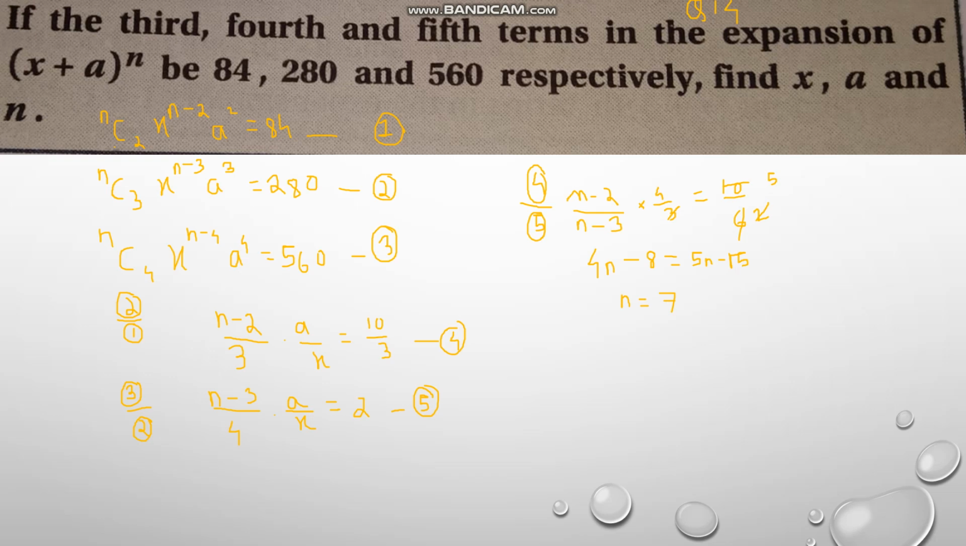Now we just need to write 5 by 3 multiplied, putting n in equation 4. We will have 10 by 3. Now this cancels with this as 2. So a is equal to 2x. a is equal to 2x.